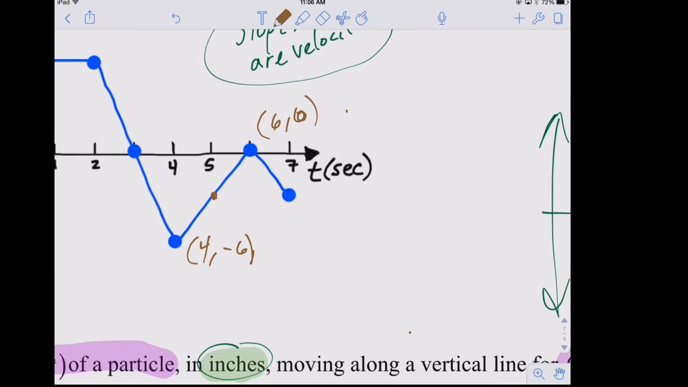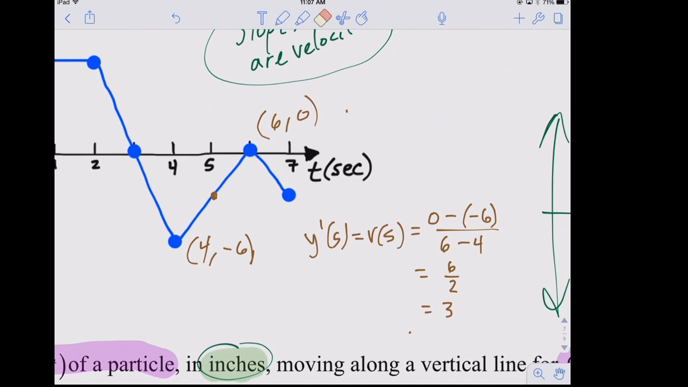So down below, here's where you can use the notation. You could say y prime of 5 equals v of 5. And I can say y prime there because what I'm about to do is use the difference quotient. So 0 minus -6, that's the change in the two y values, over 6 minus 4. And that gives me 6 over 2, which would be 3. That's the slope of the line. And what would be the units there? Inches per second, because that's units of the numerator over units of the denominator.